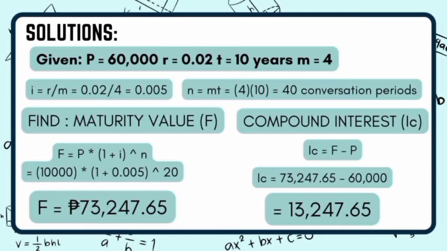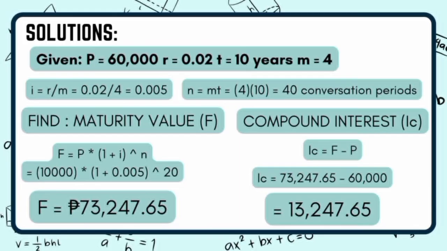Ug ato ang gi-add ang 1 plus 0.005 mao na nakakuha ta og 1.005. Ug ato din gi-multiply ang 1.005 sa 40 og ang result ato kay atong gi-multiply sa 60,000 mao nakakuha ta og future value nga 73,247.65. And dire na punta sa compound interest.